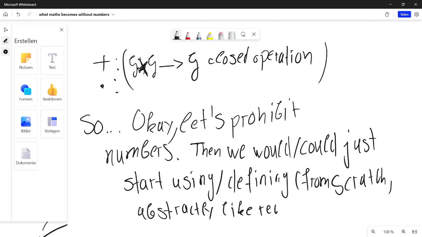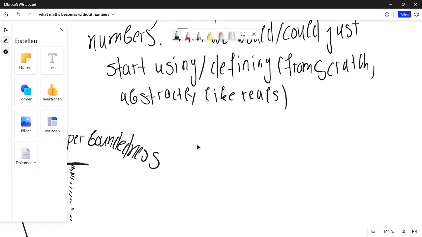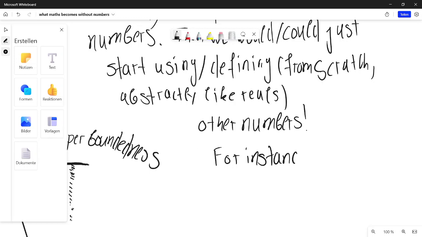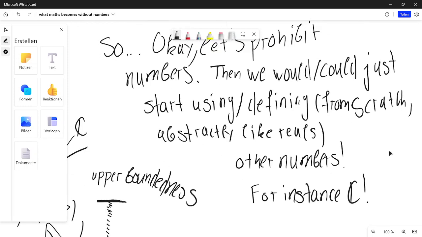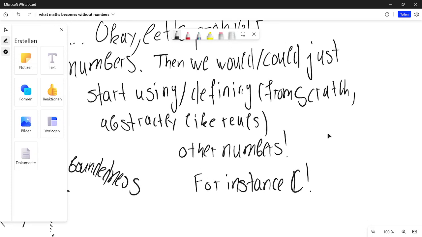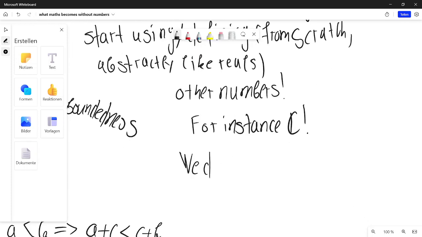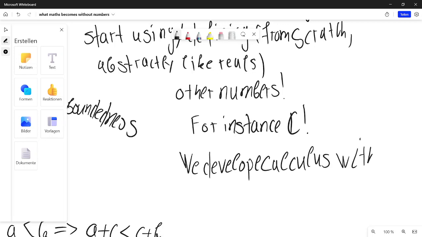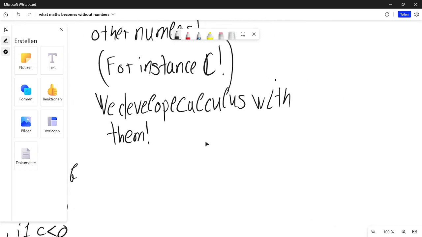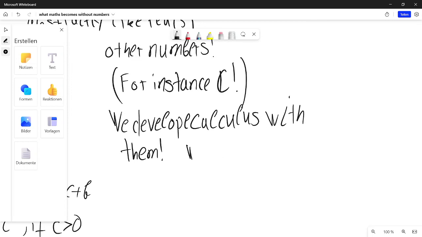Like reals. Other numbers. For instance, the complex ones. Right? But yeah, and we develop calculus with them. I mean, not necessarily with C, but with some numbers. Would it work? Would it somehow work? And it's an open question to me.